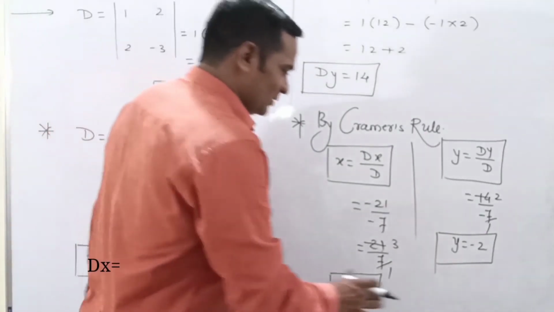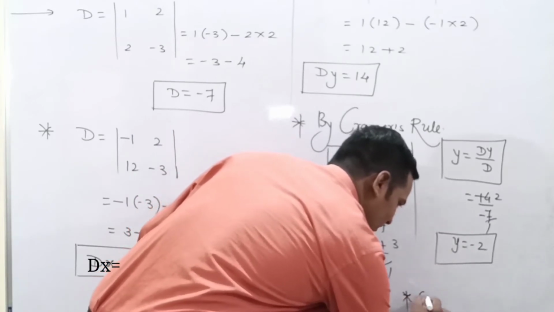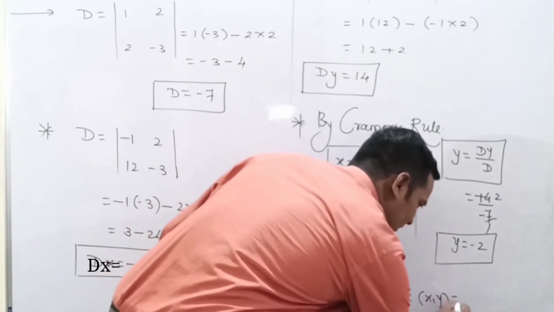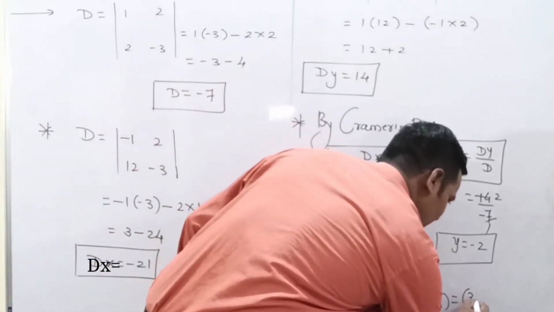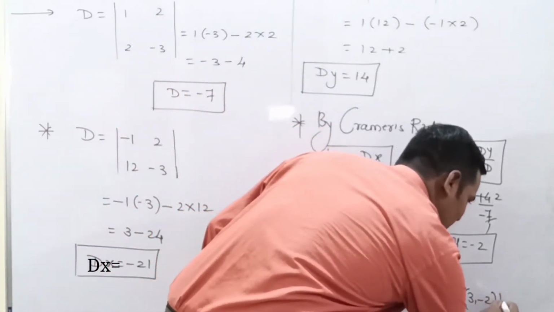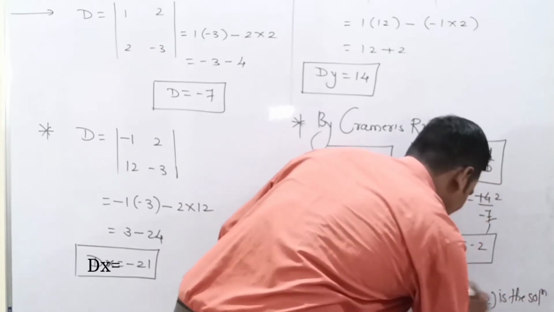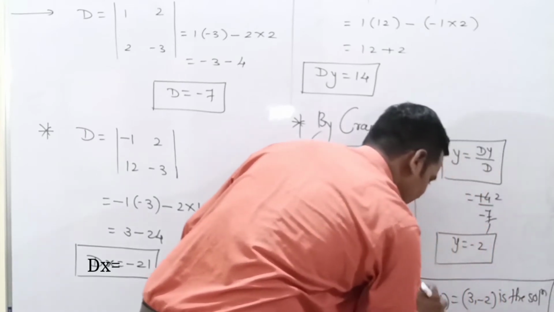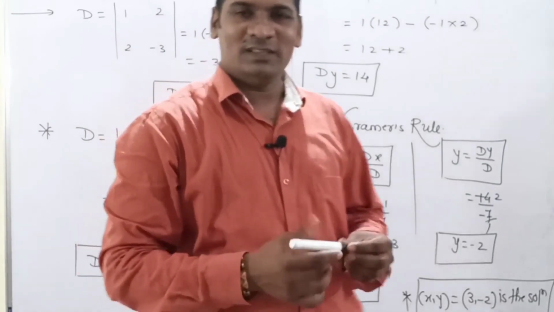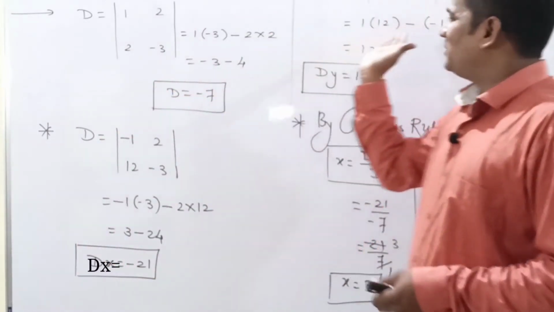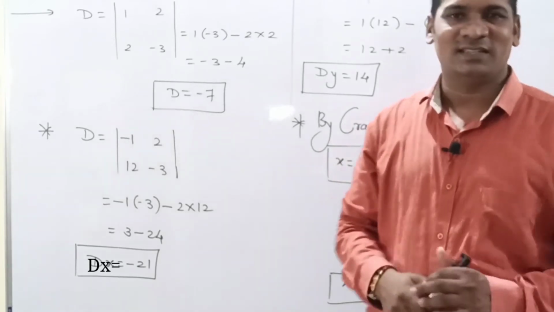How simple is this? So let's write down that answer here with the star. So x and y, okay, x is equal to 3 and y is equal to minus 2 is the solution, like this. How simple is this, to find out the solution of the given simultaneous equation by using Cramer's rule. Okay, so let's move toward question number 4.